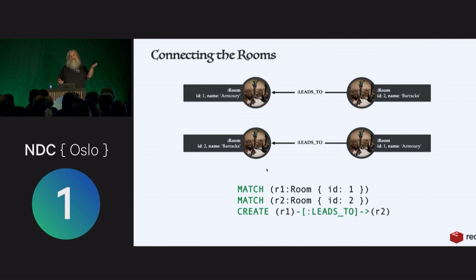Because the relationship between the rooms is exactly the same in its nature as the relationship from any node to any node. And so this allows us to create a very natural sort of semantic structure. It matches how you think about the problem. This room just connects to this room. Whereas with a relational database you've got this table, and it's hard to reason about.